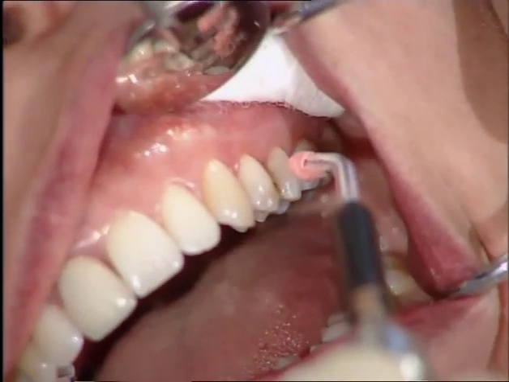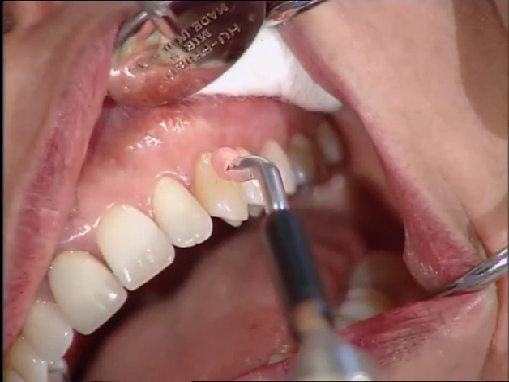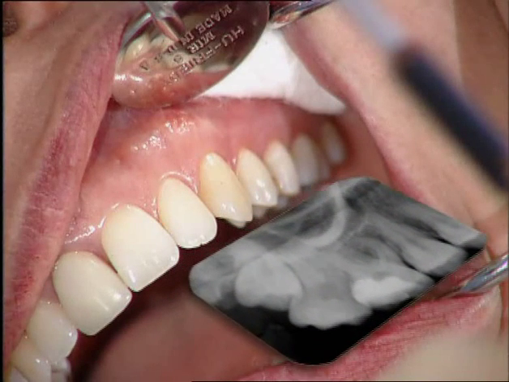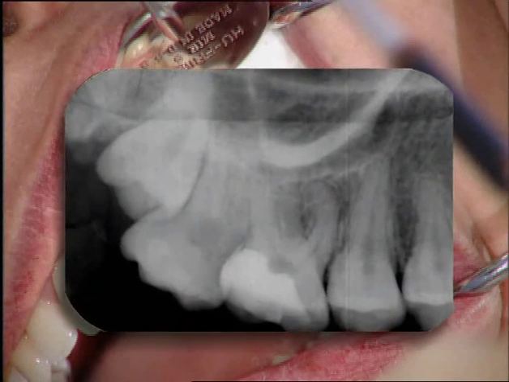Based on the paroxysmal extreme response to heat, which was reproducible, our diagnosis was irreversible pulpitis of the first upper left molar. The X-ray shows a very deep filling and a widened periodontal ligament space on the mesiobuccal root of this tooth.